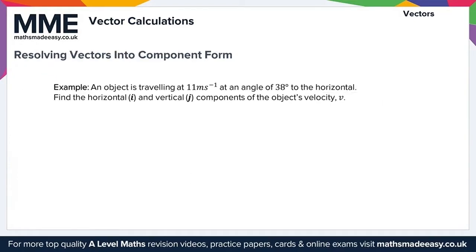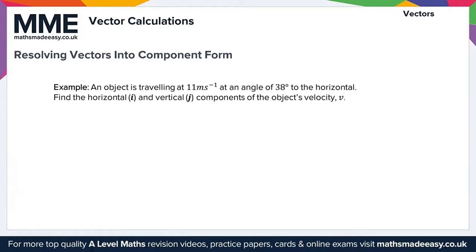Let's take a look now at resolving vectors into component form. When calculating with vectors, it's often easier to work with them when they are separated into i and j vectors. This allows you to work with one component at a time. Splitting a vector into components is called resolving the vector, and this can be done by using trigonometry and Pythagoras' theorem. So let's take a look at this example here.